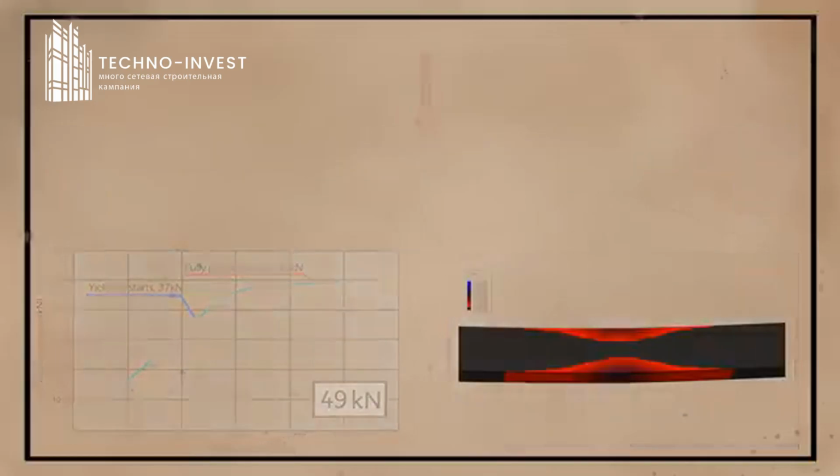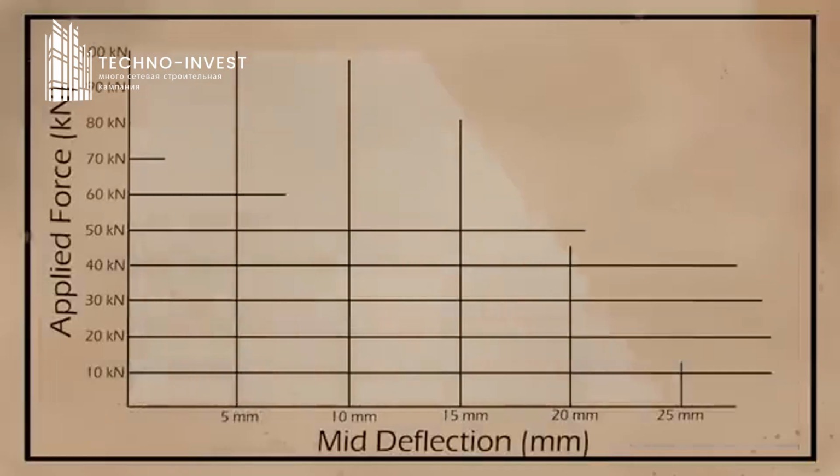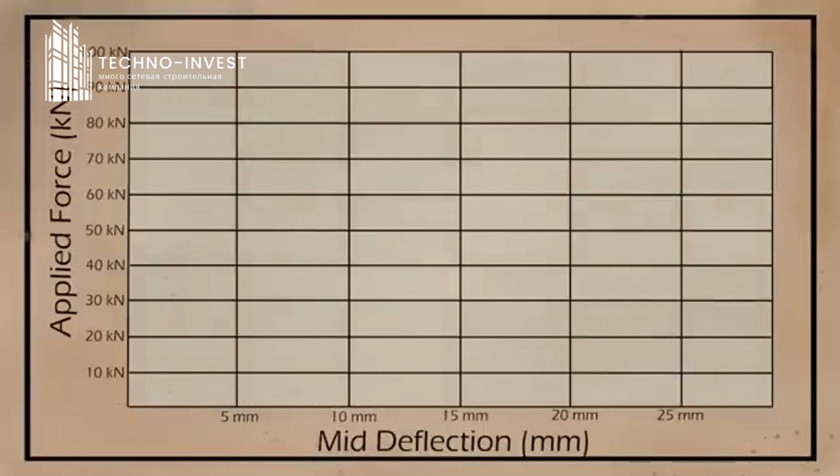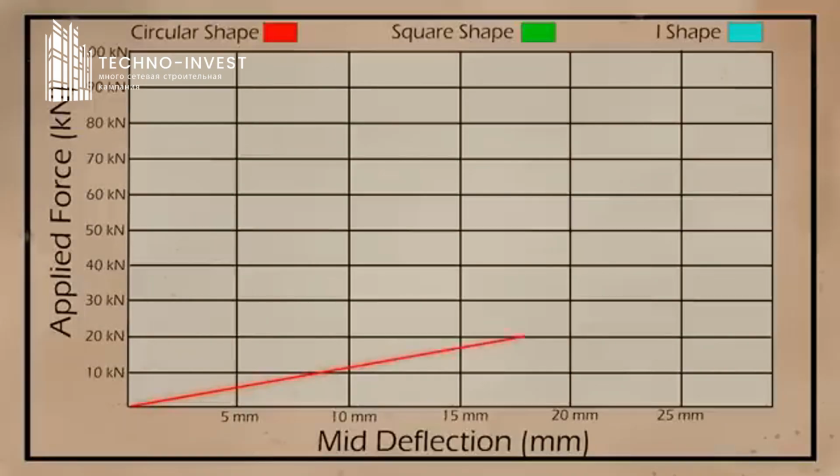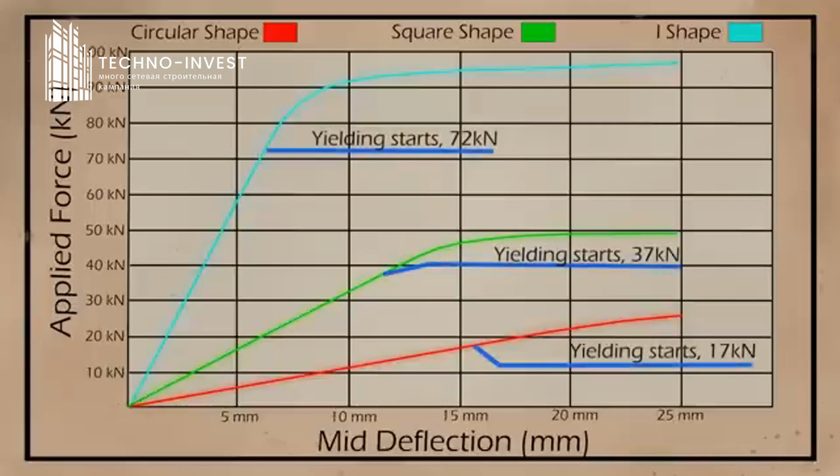Now, let's plot the same graph for the three different shapes and see how they compare. Again, on the y-axis we have the applied load, and on the x-axis is the midpoint deflection. The circular shape reaches its ultimate capacity at around 26 kilonewtons. Then the green line, or the square shape as we saw earlier, reached its ultimate capacity at around 49 kilonewtons. And lastly, we have the I shape, which more than doubled the square shape and reached 97 kilonewtons.